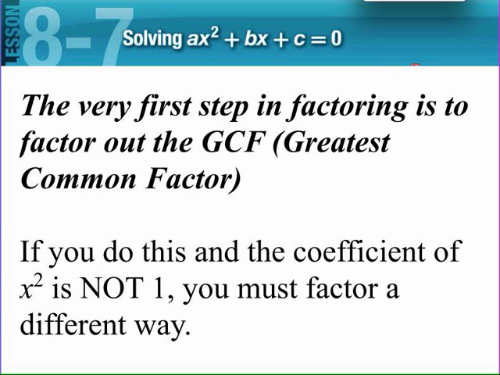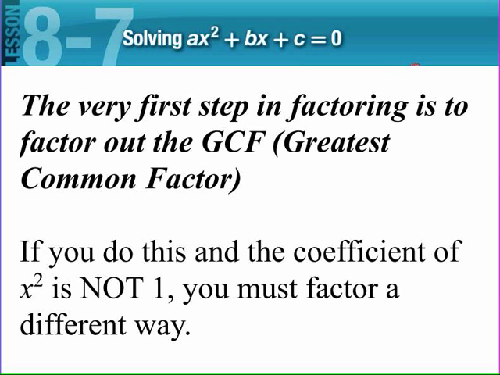How you can factor trinomials that don't have a 1x squared. The very first step in factoring is to factor out the greatest common factor, something that's in common with all three terms. If you do this and the coefficient of x squared is not 1, you must factor a different way, and that's what we're going to learn about today.